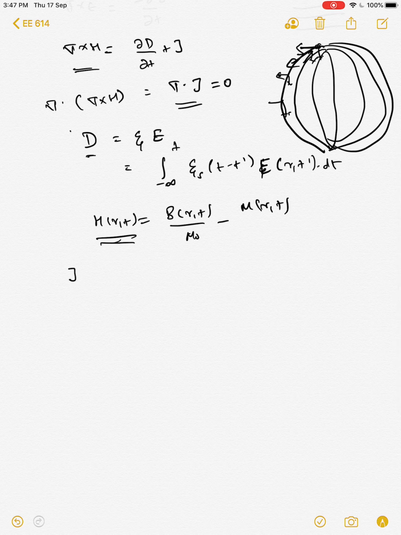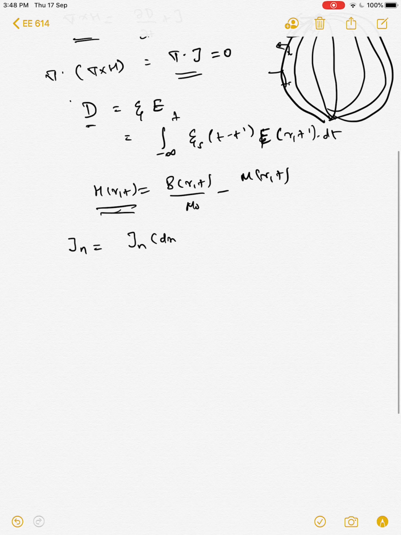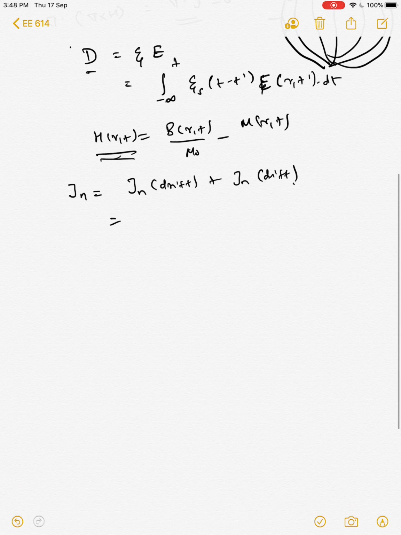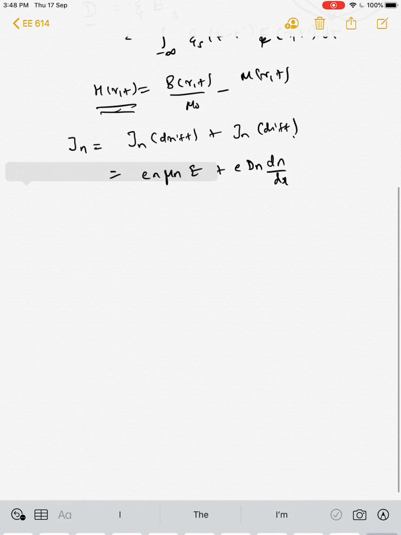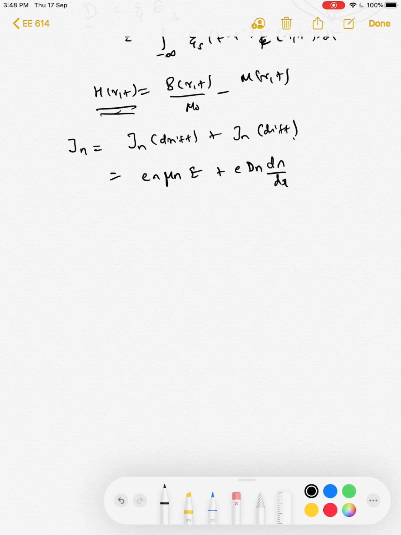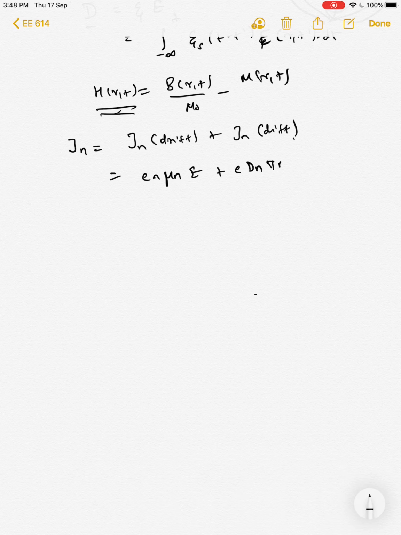We can also write the current as two components. The current coming from the electrons is a component of current from drift plus current from diffusion, which we know from the previous equations is q n mu n E plus q Dn dn by dx if it is in one dimension, or let me write it in the proper vectorial form, q Dn del n. And Jp is q p mu p E minus q Dp del p.